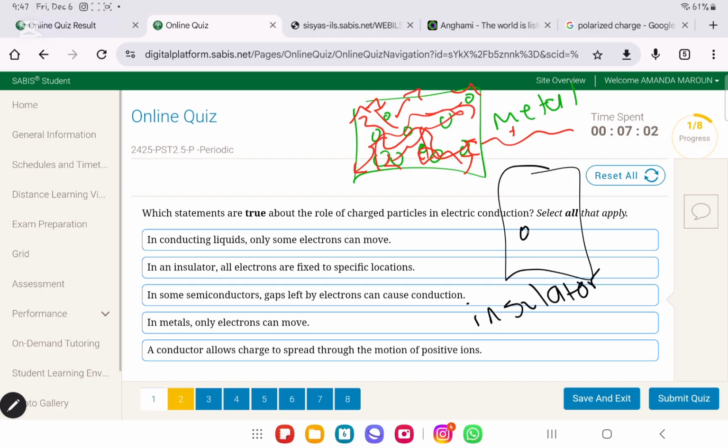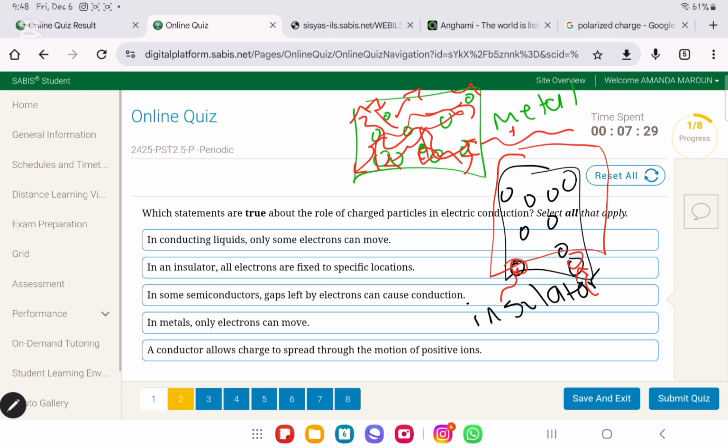in the insulator, the electrons are fixed. So let's say they are like here. These are the electrons, they are fixed. So if you bring a charge over here, it's going to stay here. It's not going to move there. You bring it here, it's going to stay here. It's not going to move, and it's not going to pass throughout the whole object.